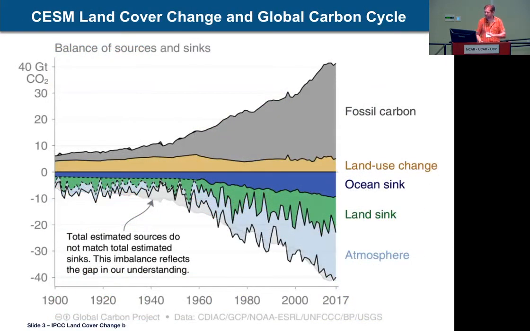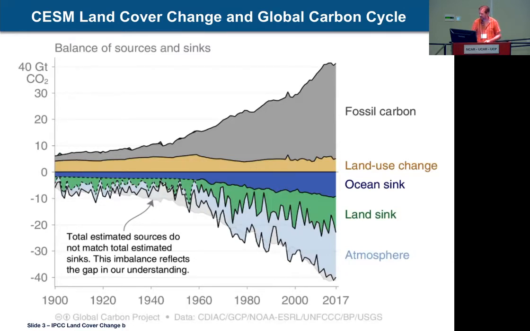This was put up by Dave and by Will yesterday, looking at land cover change and land use. What we can see is this gray bar at the top is the fossil fuel emissions. It's not really until the 1950s that fossil fuels become greater than land use and land cover change. If we look at the total amount of carbon that's been emitted, it's about a third of the carbon of all emissions.